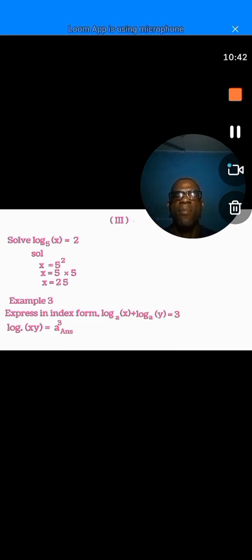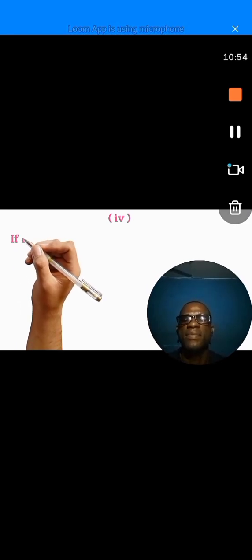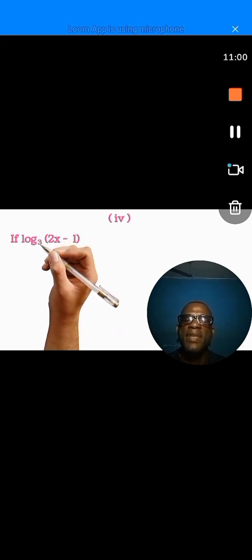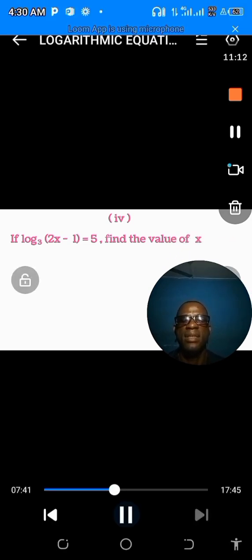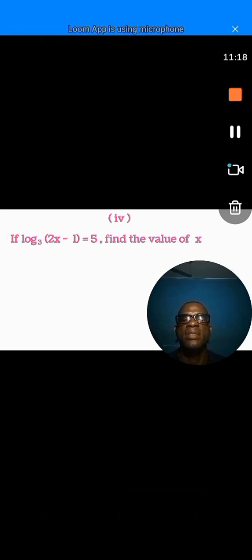So example 4 says: if log of 2x minus 1 base 3 is equal to 5, find the value of x. The same thing.